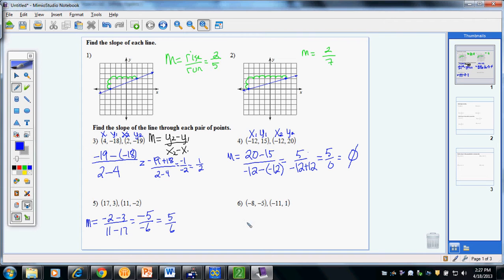And the last one, we have y2, which is 1, minus y1, which is negative 5, over negative 11 minus 8, minus a negative 8. Negative times negative is a positive, so we get 1 plus 5 over negative 11 plus 8. So we get 6 over negative 3, which is going to equal negative 2.